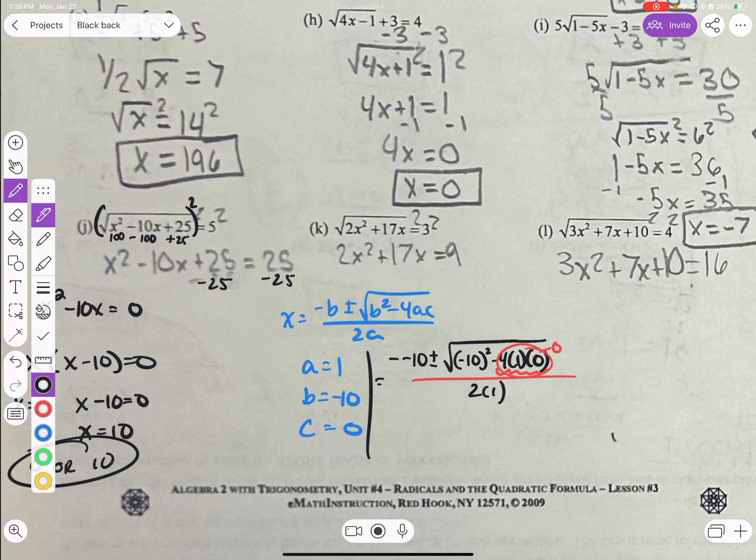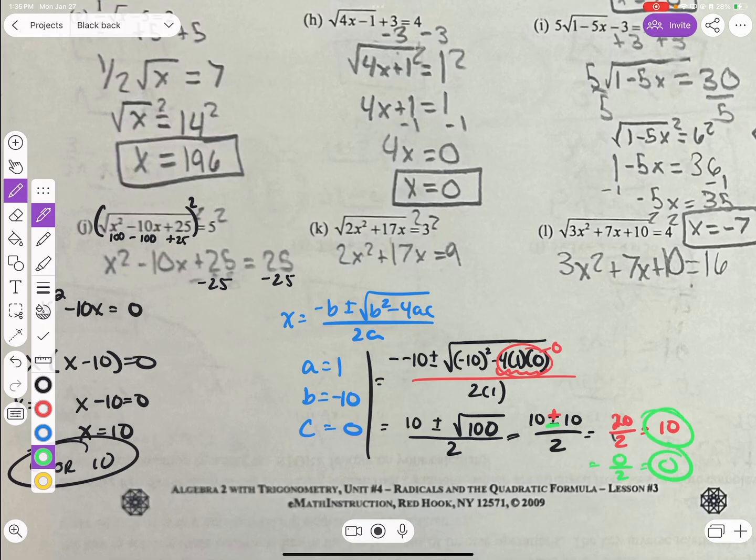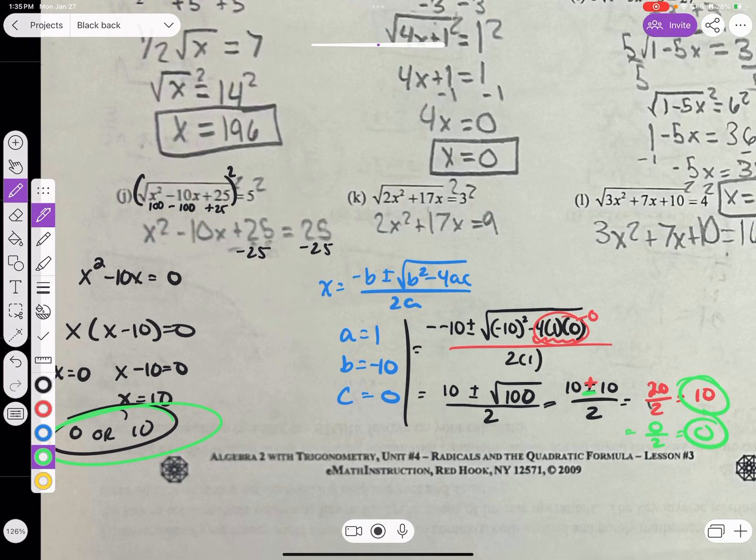But my numerator just becomes positive 10 plus or minus the square root of negative 10 squared, which is 100, and I don't have to worry about that 0 up there, because that's just 100 plus 0. And look what I get. I get 10 plus 10. I want to do the plus sign first in general. So that's 20 divided by 2 still. There's one of my answers. And then I do the 10 minus 10, which is 0 over 2, which gives me 0. And you can see I get the same two answers I got over there.